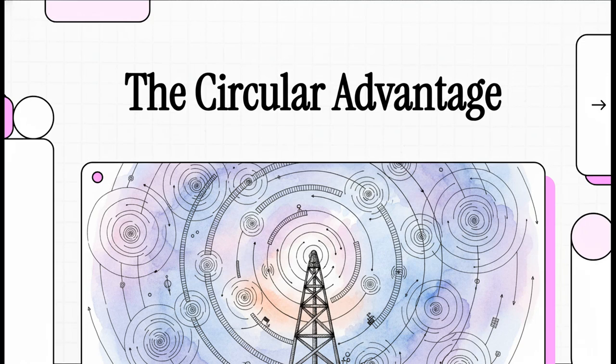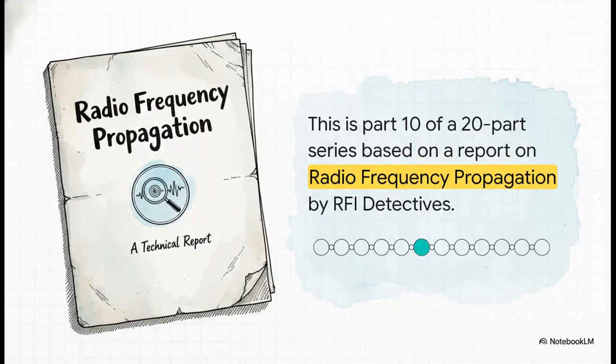All right. Let's dive into a fundamental part of RF engineering that honestly doesn't get the attention it deserves: radio wave polarization. We're going to zero in on the pretty unique advantages you get when you use a circular polarized wave. Now, just so you know where we're at, this is part 10 of a big 20-part series. All the technical details we're covering come straight from a report on RF propagation by the folks at RFI Detectives, who are part of Virtualization Options LLC.